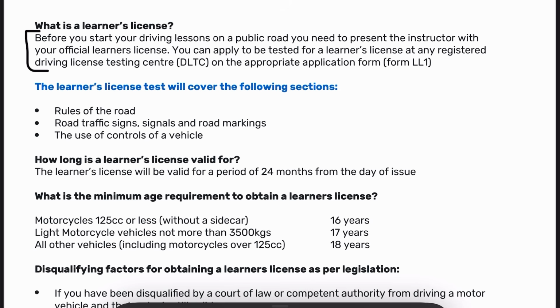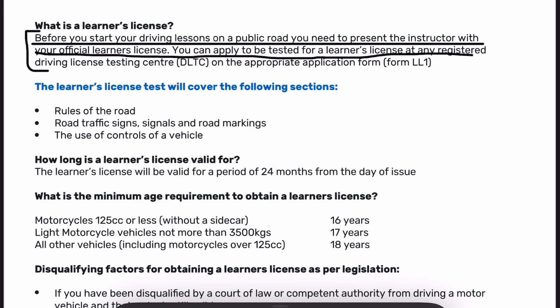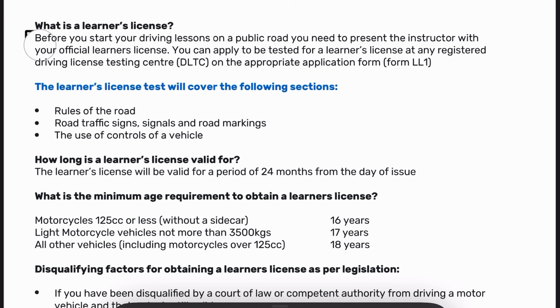They're saying here, before you start your driving lessons on a public road, you need to present the instructor with your official learner's license. You can apply to be tested, blah blah blah. So that is not really important, because already you know what to do. Okay, you apply for your learners, and your learners will help you to start with your driving lessons.